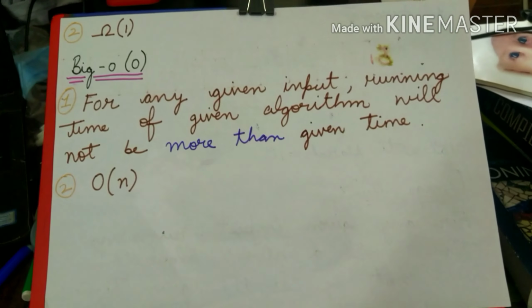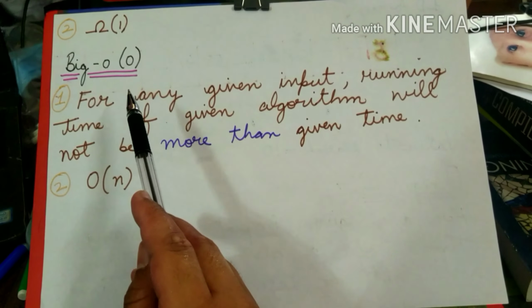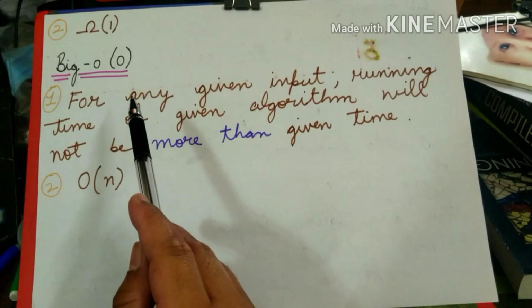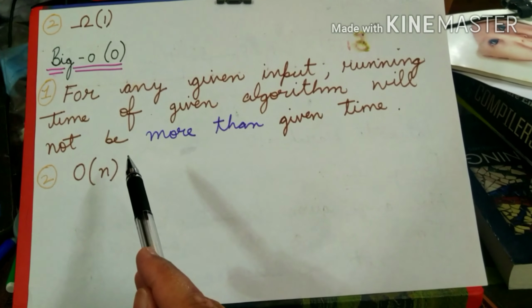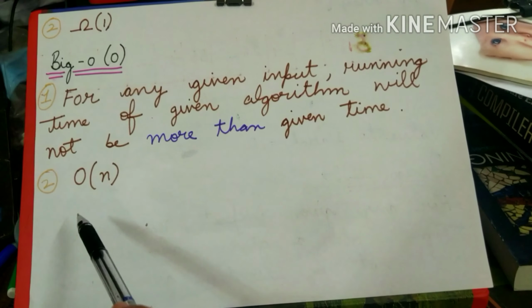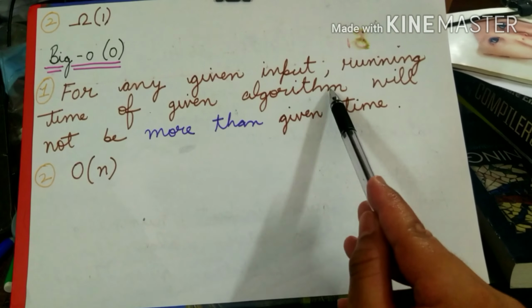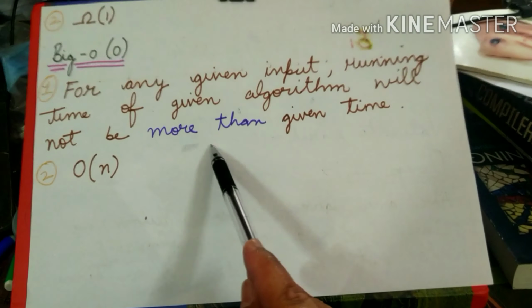Now comes the big O notation. What is a big O notation? In the previous video I explained that it considers the worst case time complexity. It measures the upper bound of an algorithm. For any given input, the running time of a given algorithm will not be more than a given time.